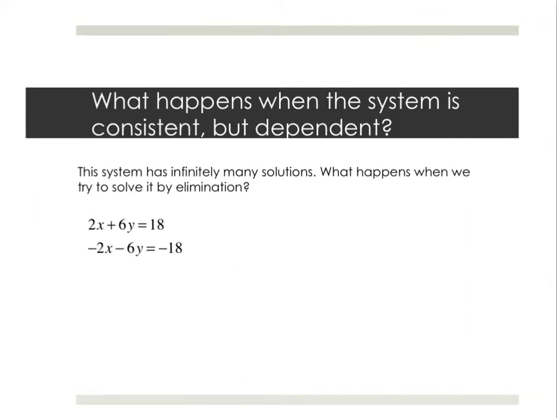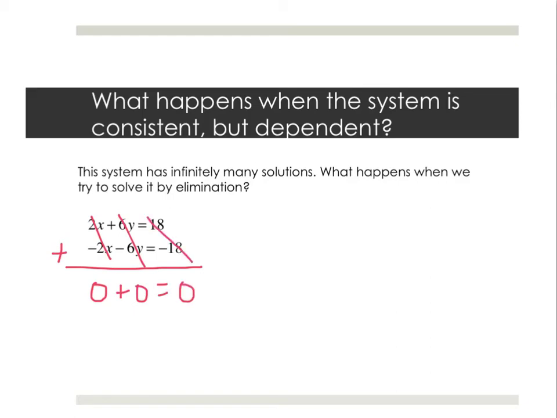So I'm going to go ahead and add straight down, because if you notice, it's all set up and ready to go for elimination. The x's will cancel nicely and give us 0, but so will the y's. And so will the positive and negative 18 on the other side.